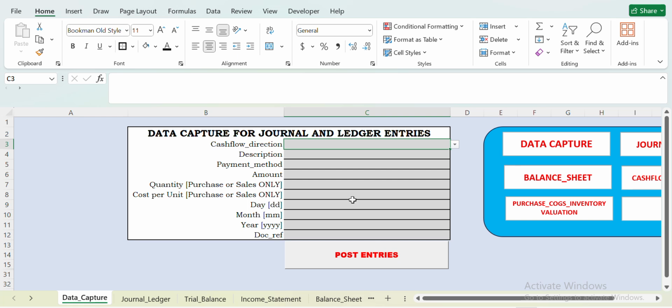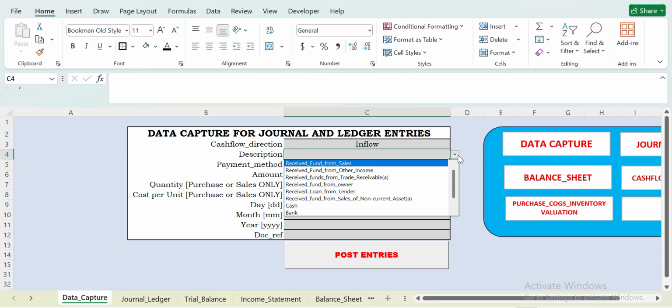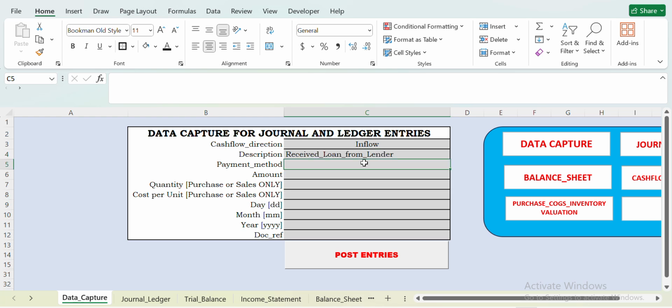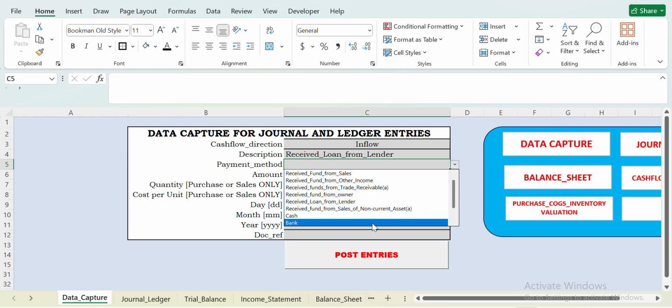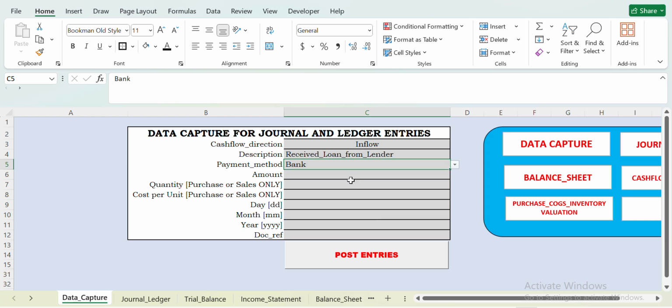Then let's assume we took a loan from a bank. It will be inflow since the bank is giving us funds. Under the description, I will select received loan from lender, payment method, bank. Amount, let's assume we took a loan of 1 million. Let's assume this took place on the same 31st of January 2026. Post entries.